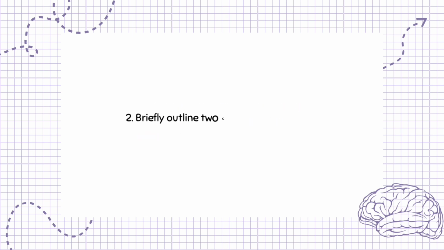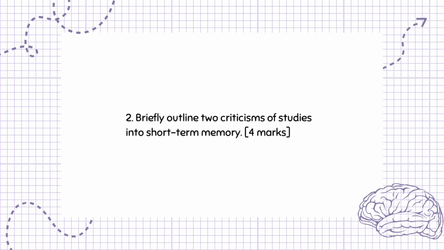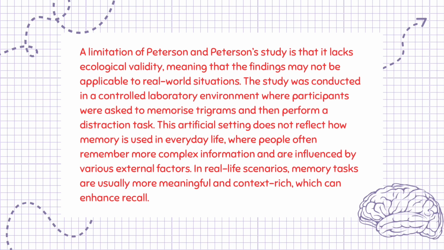Question 2. Briefly outline 2 criticisms of studies into short-term memory. 4 marks. A limitation of Peterson and Peterson's study is that it lacks ecological validity, meaning that the findings may not be applicable to real-world situations. The study was conducted in a controlled laboratory environment where participants were asked to memorize trigrams and then perform a distraction task. This artificial setting does not reflect how memory is used in everyday life, where people often remember more complex information and are influenced by various external factors. In real-life scenarios, memory tasks are usually more meaningful and context-rich, which can enhance recall.